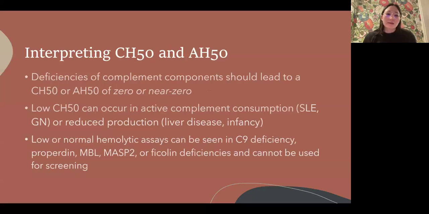But when you're interpreting these tests, if you have a CH50 or an AH50 of 0 or close to 0, that's when you should think more about if you have a complement deficiency on your hands. If you have a low CH50, and it's not quite 0, you should think about what else is going on. Does the patient have active lupus? Do they have GN or some other consumption process? Or do they have liver disease, where they are not able to produce the proteins from the liver? Infancy is another case in which this is just an immaturity of the liver that can't produce enough complement.